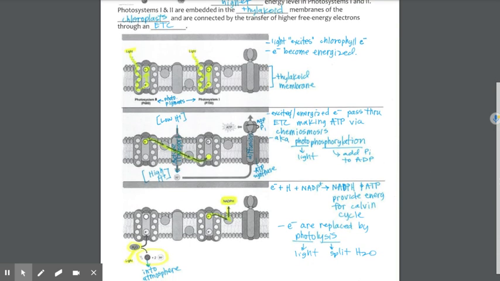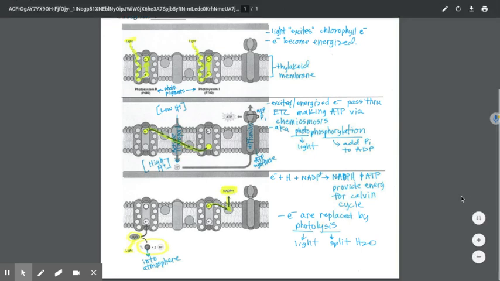Then in step 3, the electrons plus a hydrogen atom plus the electron carrier NADP, those two things will provide energy for the Calvin cycle. And so we're really just generating a smidge of energy that's going to power the Calvin cycle, where we actually are going to create the glucose molecule.